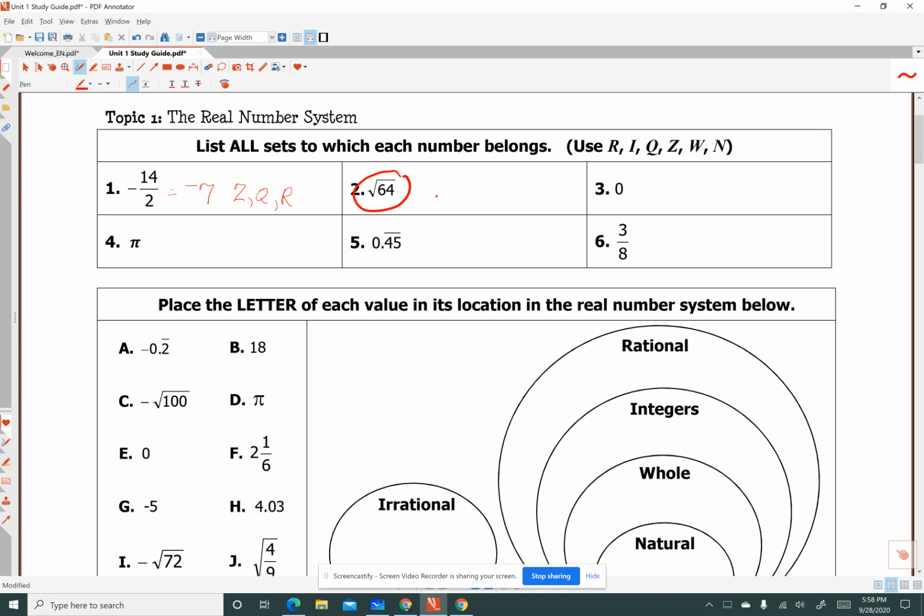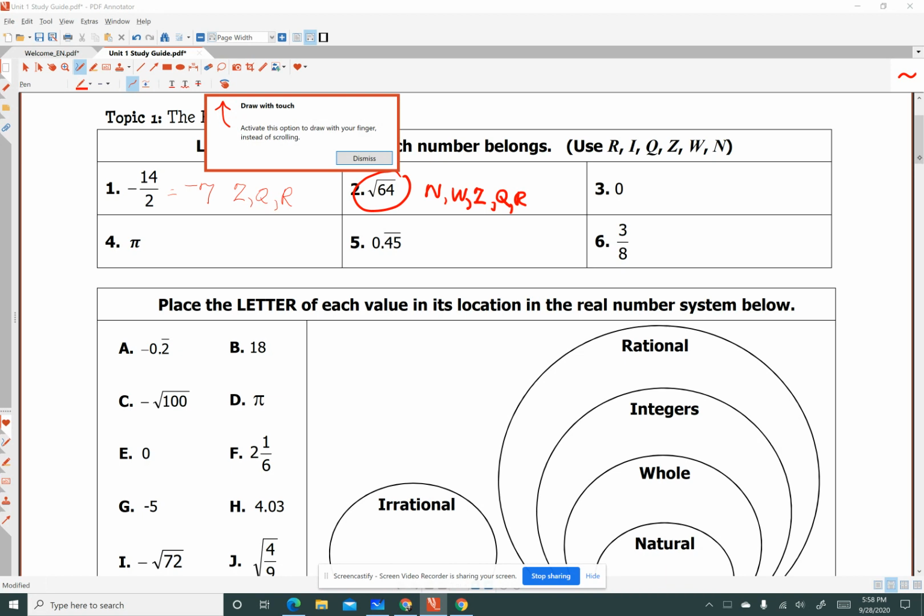So we have the square root of 64. Well, the square root of 64 is 8. So that is a natural number, a whole number. That's an integer. That's a rational number. And it's also a member of the real number family. So we're going from all of the types of numbers, parts of the number system, all the way from here. If we look at this chart, let me bring this up for you.